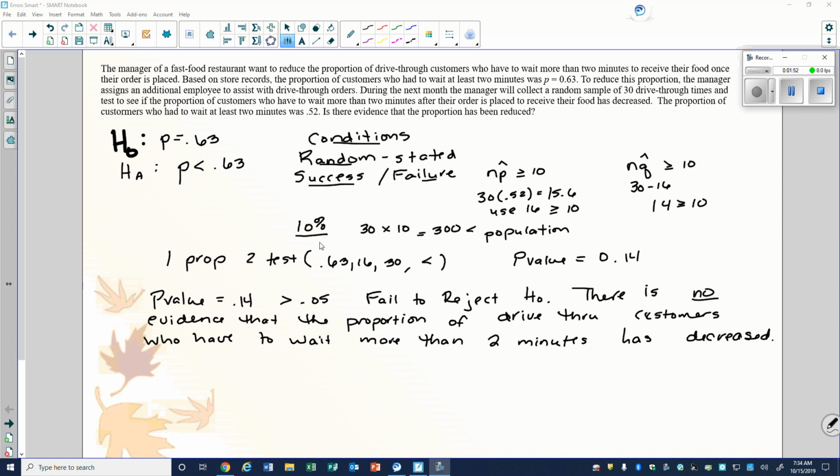And then our third condition, the 10% condition: when I multiply my sample size by 100, it equals 300. I'm sorry, multiply it by 10, it equals 300. And I think that is less than the population. I think I have more than 300 customers.